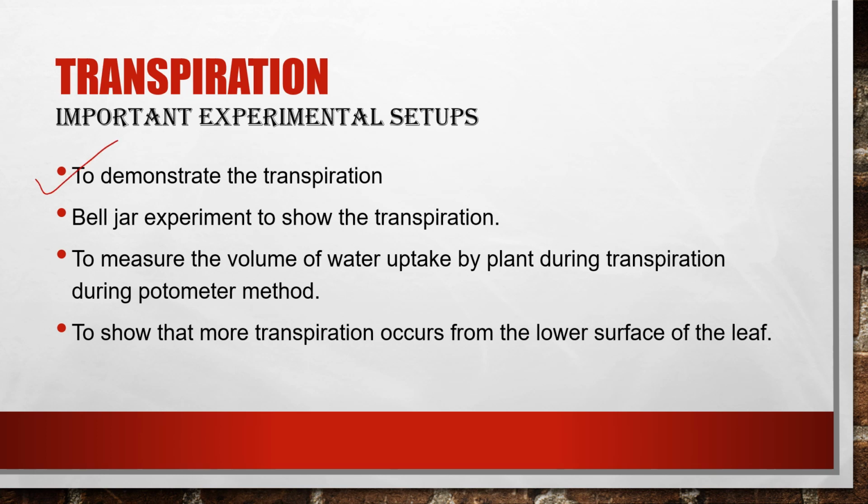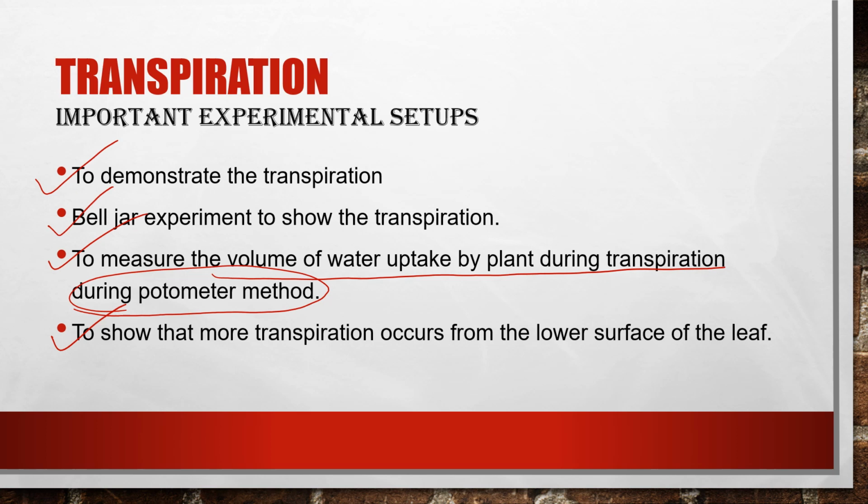First one is to demonstrate transpiration. Second one is the bell jar experiment to show transpiration. Third is to measure the volume of water uptake by a plant during transpiration with the potometer method. So it is the water uptake by a plant during transpiration with the potometer method, that you should write, label and practice fully. Now the next one is to show that more transpiration occurs from the lower surface of the leaf.